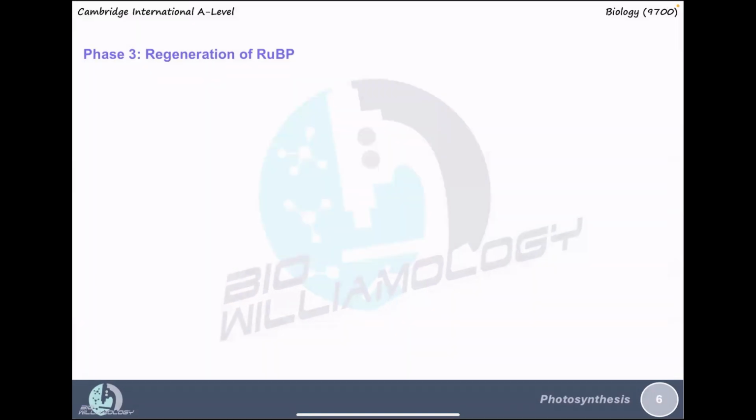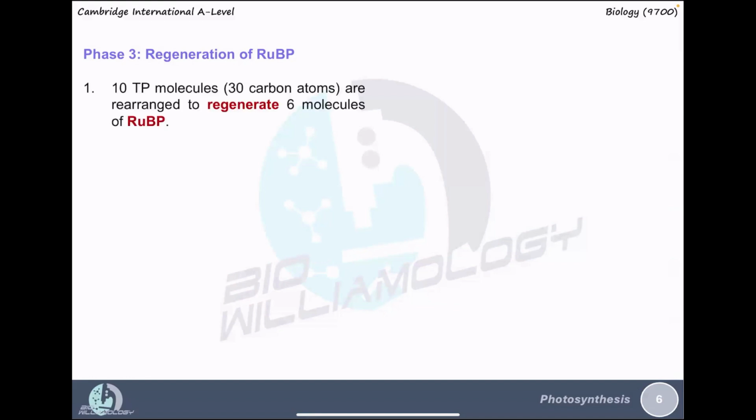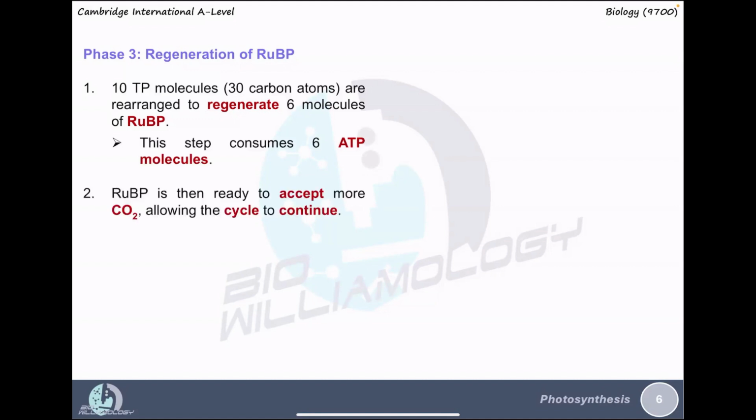The next phase is termed regeneration of RuBP, where out of 12 molecules of TP, 10 molecules of TP are used to regenerate 6 molecules of RuBP. This step consumes 6 ATP molecules. RuBP is then ready to accept more CO2, allowing the cycle to continue.